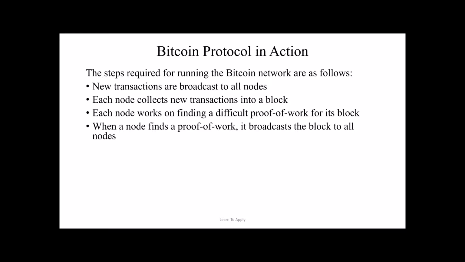When a node finds a proof of work, they broadcast the block to all other nodes, right? So when a particular node finds the proof of work, that is what happens actually. He is able to find a hash that is less than the target. Once he finds that, he will broadcast it to other nodes in the network.